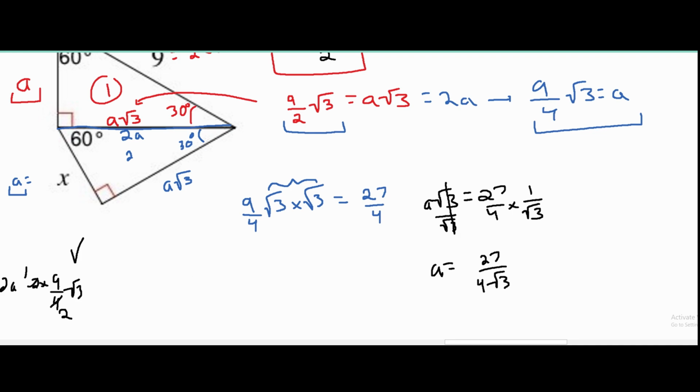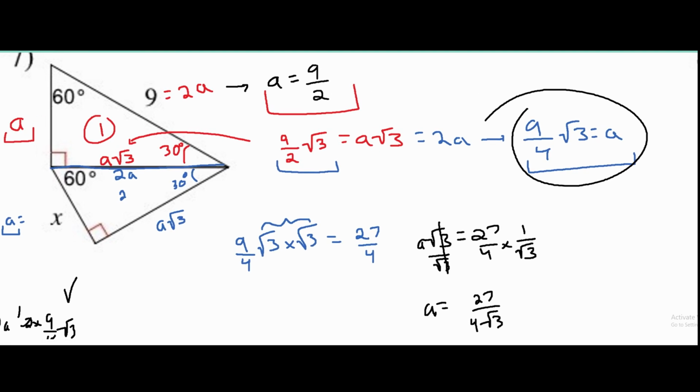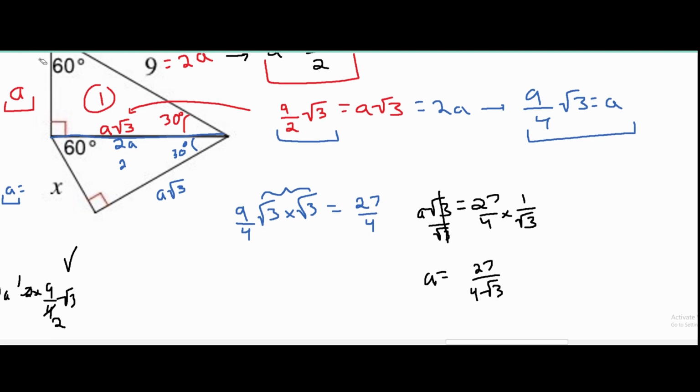Well, this is almost like our a. We're comparing it to our a up here. The main difference is that we combined our square roots together. So we're going to have to break apart this 27 if we want to compare it. This 27 is really equal to 9 times 3.